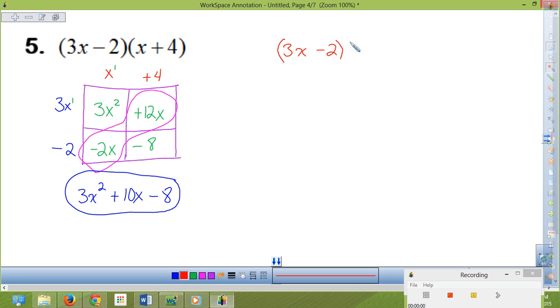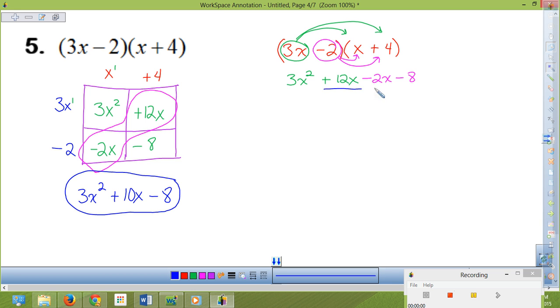So I'm just writing down the problem again. Okay? So a distributive way, you want to take the first term and multiply it to each thing inside the second parentheses. So you got 3x times x, which is 3x squared. 3x times positive 4, which is positive 12x. And then we'll take the negative 2 and we'll distribute it to everything inside there. Make sure you include the sign. Negative 2 times x is negative 2x. And negative 2 times positive 4 is negative 8.